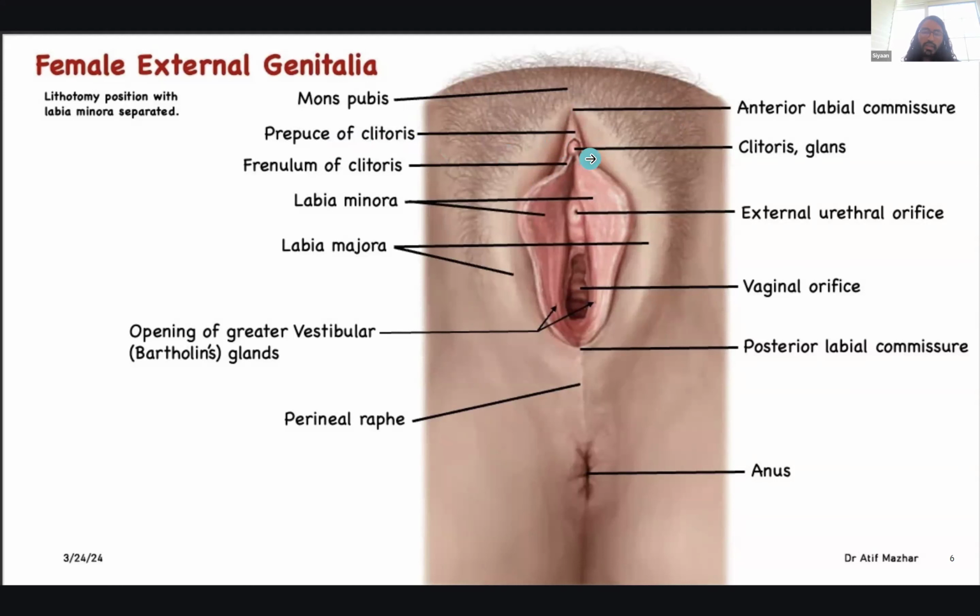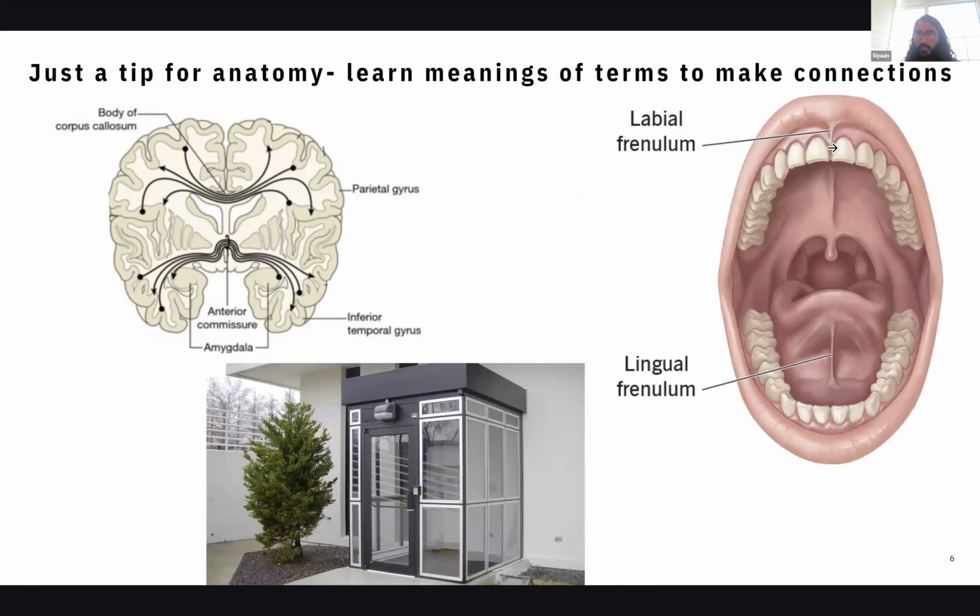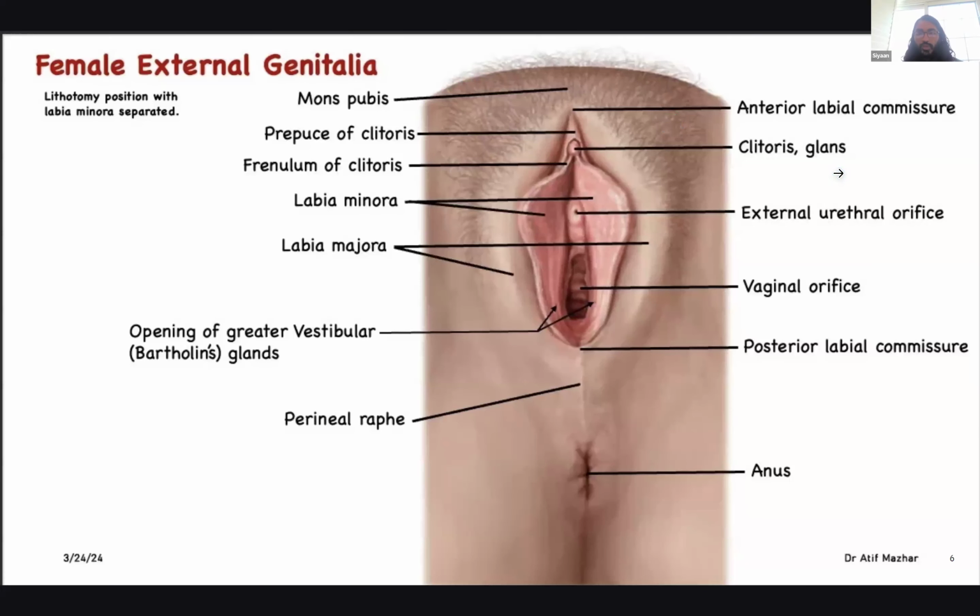Prepuce of the clitoris, it's like foreskin. Then you have the glans clitoris itself. People say it's like the remnant of the glans penis in females. Then you have the frenulum of the clitoris. Again, you might have heard of frenulum before. You have it in the mouth as well, between the tongue and so on. Next, let's go with the labia minora. Minora meaning smaller, and labia meaning lip. So that's the lip of the vagina.